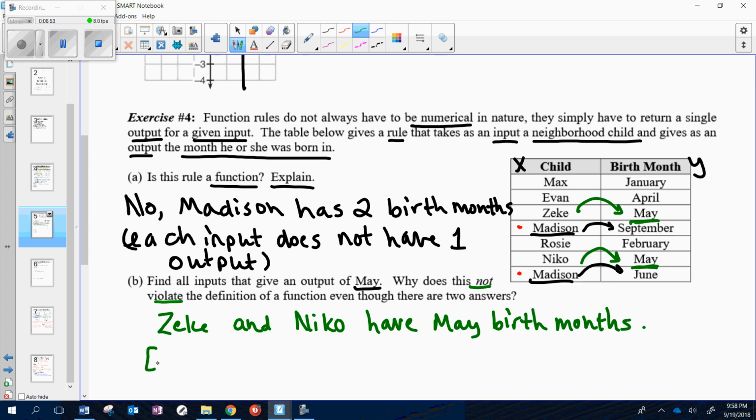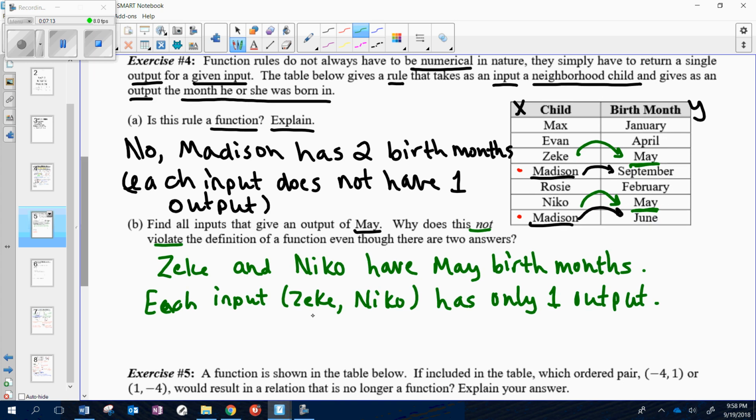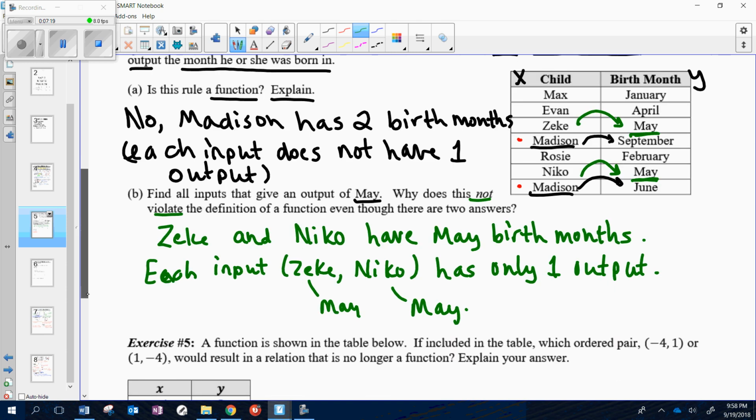So each is spelled like that, E-A-C-H. Each input, Zeke, Nico, has only one output. So Zeke just has May, and Nico just has May. So it fits the definition of a function.